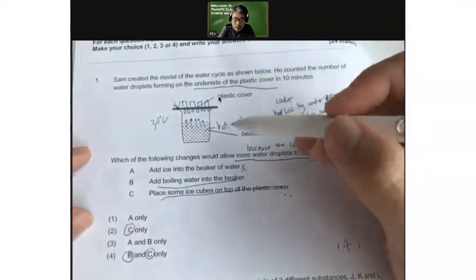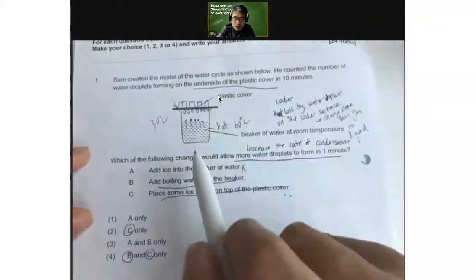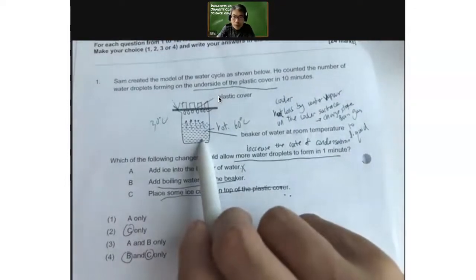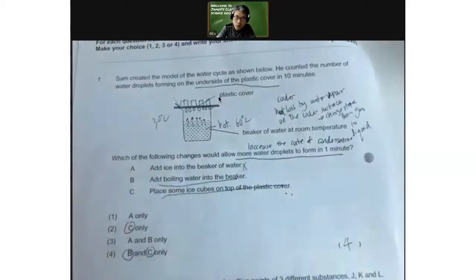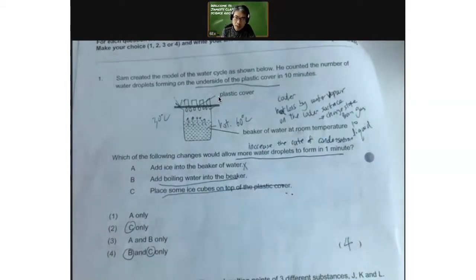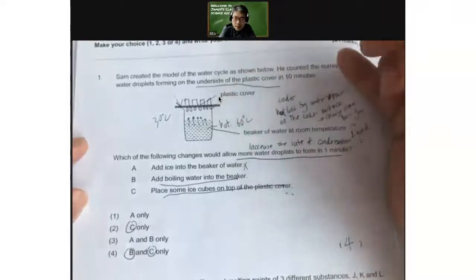Now A doesn't work. If you put ice inside the beaker of water, you will start to cool the water. That will reduce the rate of evaporation, which will reduce the amount of water vapor inside the container and will reduce the rate of condensation.